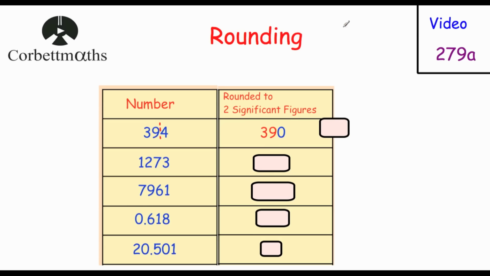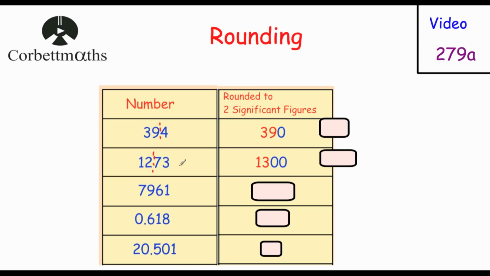Next, we've got 1,273, and we're going to round it to 2 significant figures, so we're going to have the 1 and something, and then zeros. Now here I've got a choice of either 1,200 or 1,300. Because it's 73, I'm going to round up, so it's going to be 1,300.